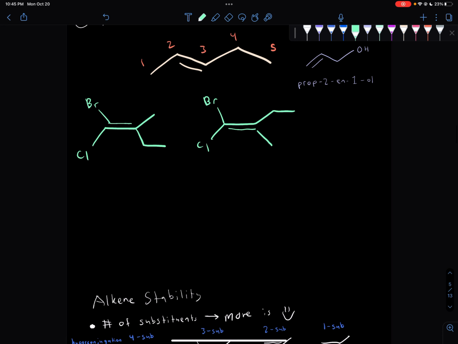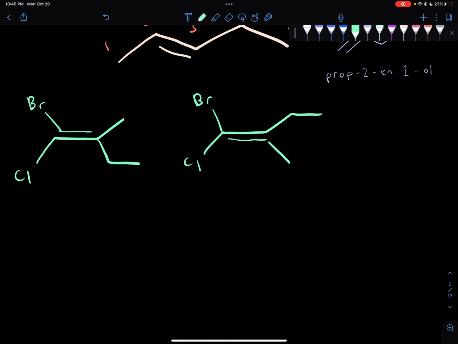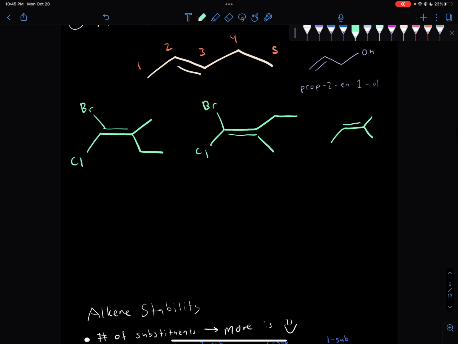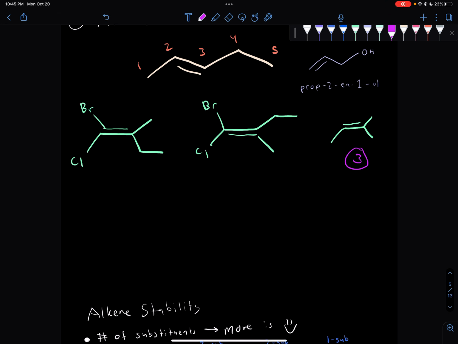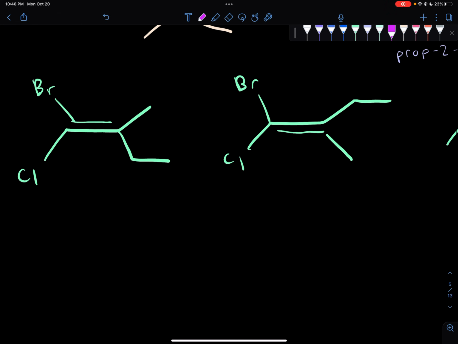Okay, which of these is more stable? Or let me add one more actually. Okay, rank these in terms of stability. So we see that both of these are tetra substituted and this is tri substituted. So I already know that the third one is my least stable just because of the number of substituents. Now between these, how do I decide?